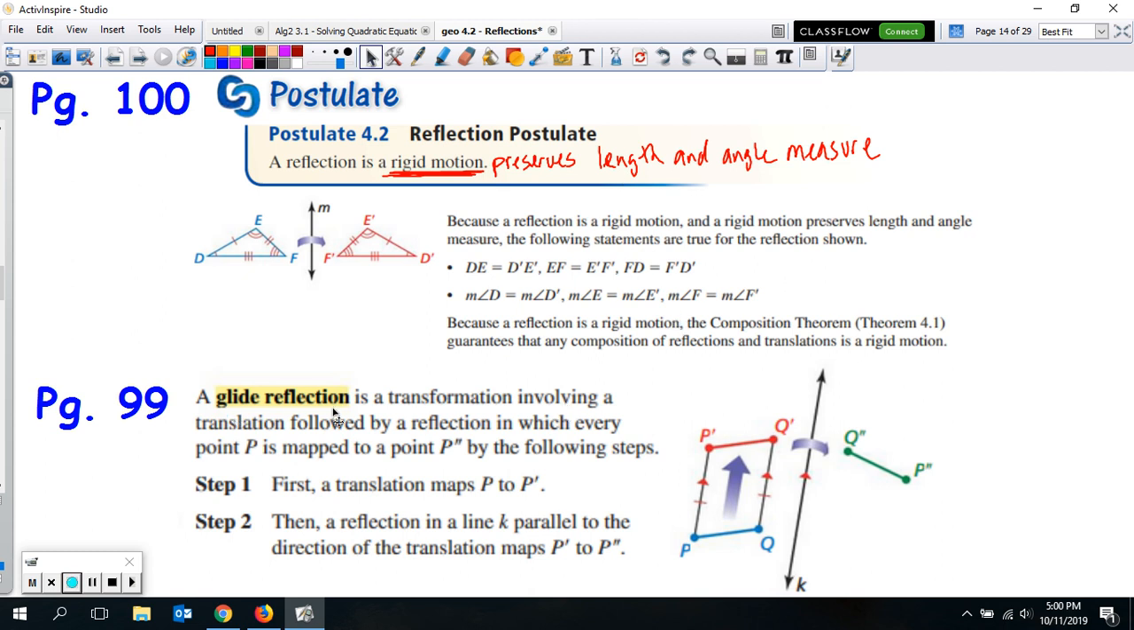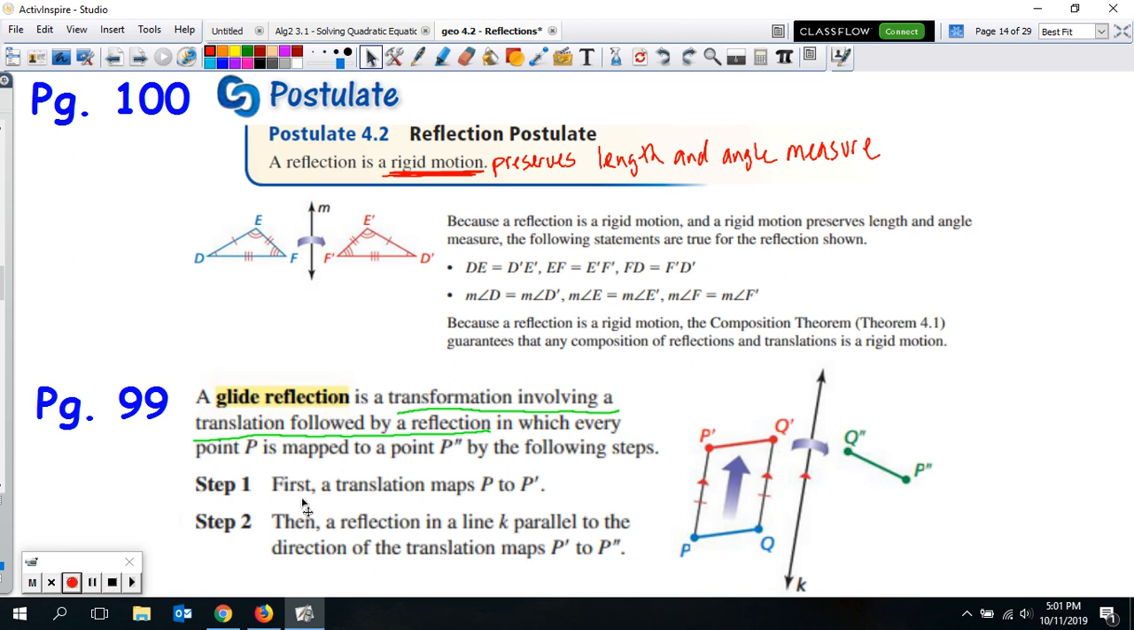Glide reflection, down below here on page 99, is a vocabulary word. If you want to write this down on page 99 in the vocabulary, basically what you want to say is a glide reflection is a transformation involving a translation followed by a reflection. That's what a glide reflection means. It means you're going to first translate it, move it, shift it up, down, left, or right somehow, and then you're going to reflect it. So it's going to glide like a translation does, and then reflect. So that's what you do.